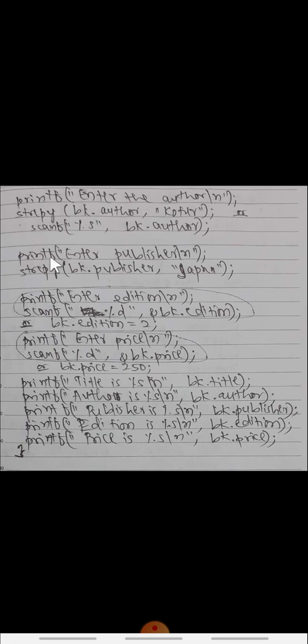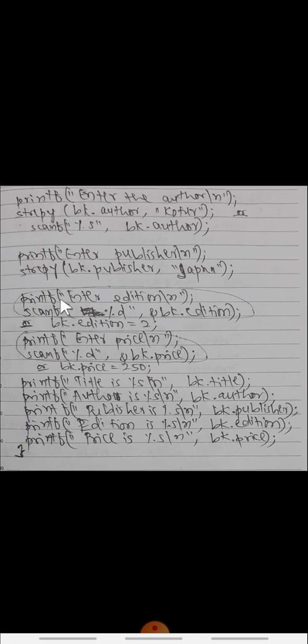And the third value is printf enter publisher. Publisher is also a string. So strcpy bk dot publisher comma sapna in double quotes. Or else, if we don't want to use this one, we can write a scanf again here: scanf percentage s comma bk dot publisher. So then we will read the next type of values.